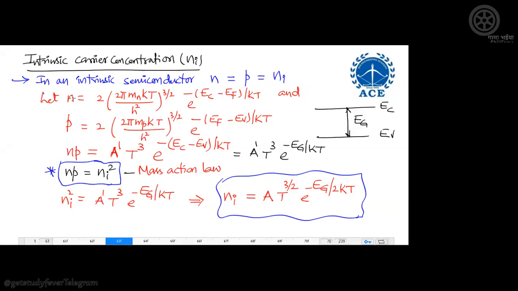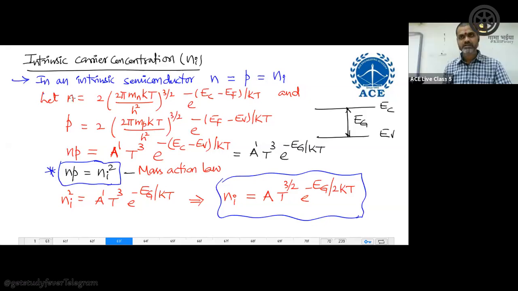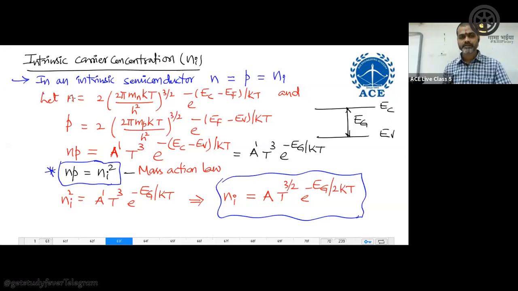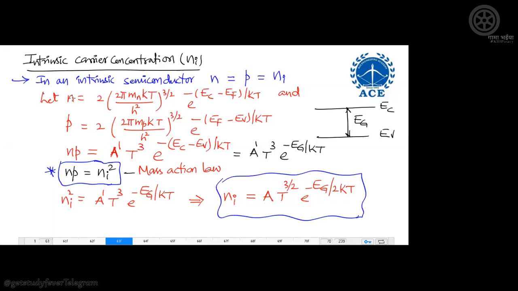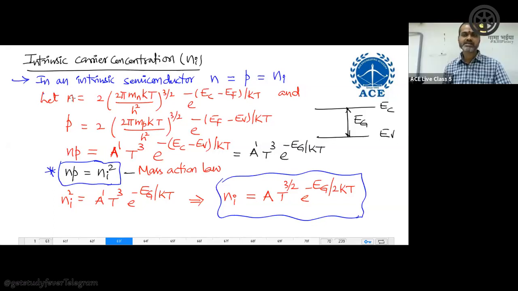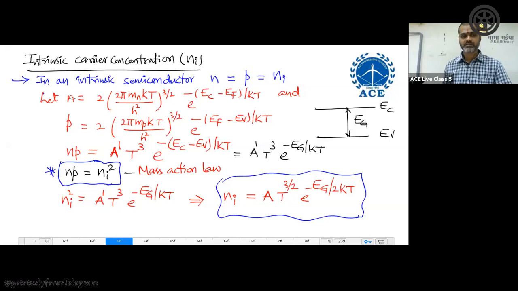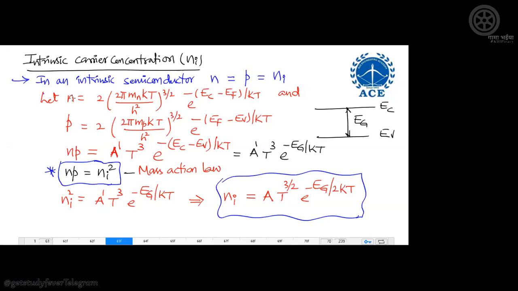Sir, in this page, intrinsic carrier concentration, you have said that N equals P equals Ni, no, sir? Then how can you multiply the same to get Ni square? Is N into P equal to Ni square or not? Yes, sir. What is the problem? I have not given N into P equal to Ni square. It is defined as the mass action law. It is a characteristic of the material. I didn't get its significance, sir. You will get it when we discuss the extrinsic semiconductor material. Okay, sir. Thank you, sir.